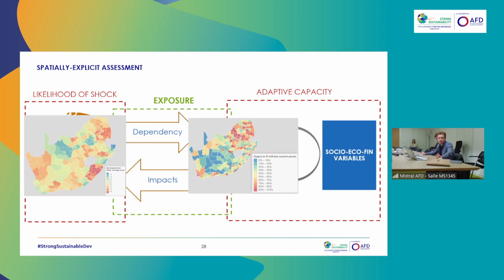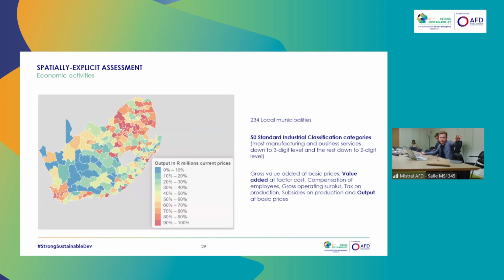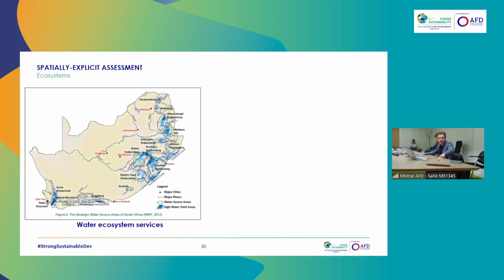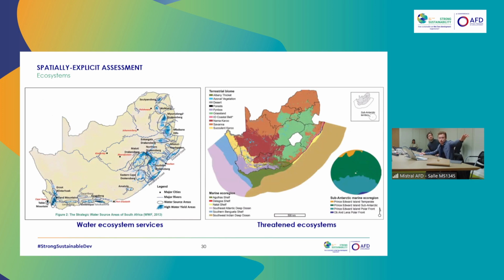So this is a presentation of the economic data we use. In South Africa, we have the industrial structure and the amount of production of more than 200 local municipalities. So this is a way of illustrating the database. And so we combine those economic data with two types of biophysical data to assess the likelihood of shocks. For one part, for the physical shocks related to water, it is how scarce water is in some places. And for the transition shocks, we look at where threatened ecosystems are located, more precisely, terrestrial ecosystems that are vegetation types. But this is only for the example.